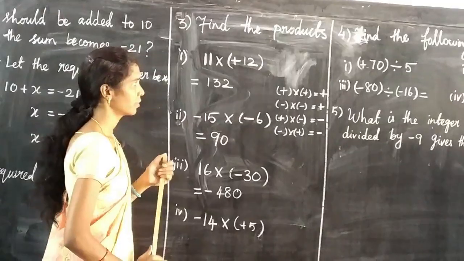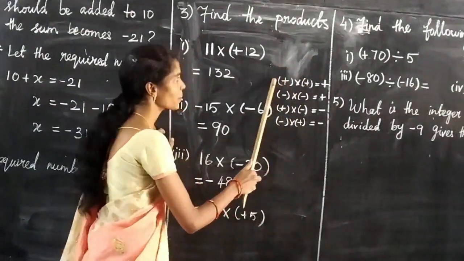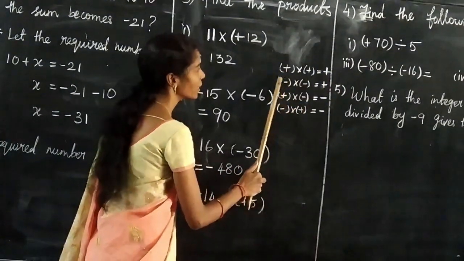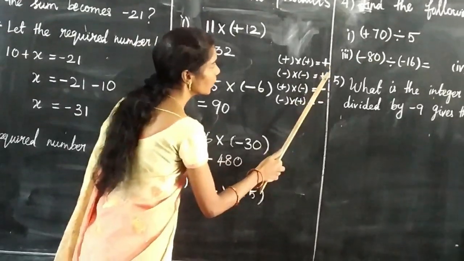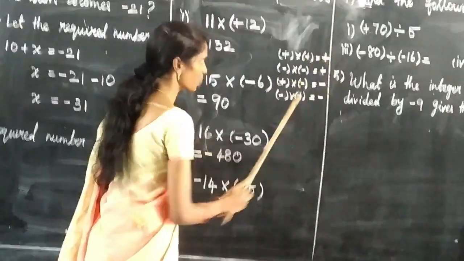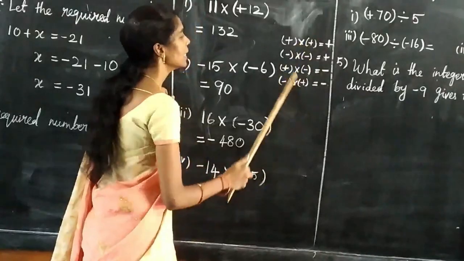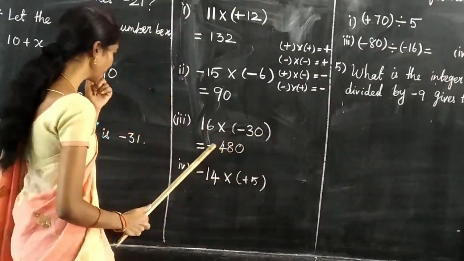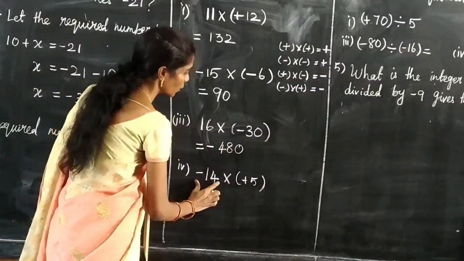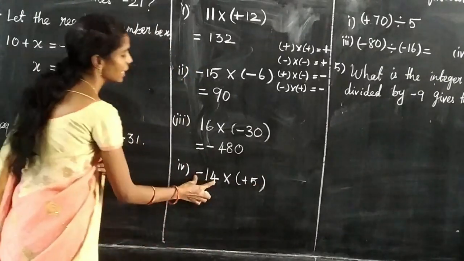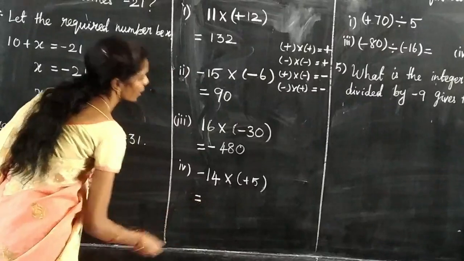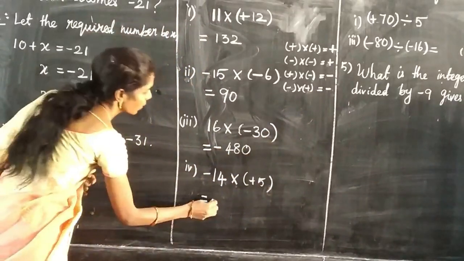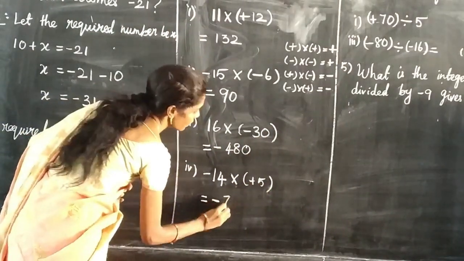We know plus into plus: if you multiply two positive integers, you will get a positive integer. If you multiply two negative integers, you will get a positive integer. So plus into plus equals plus, minus into minus equals plus, plus into minus is minus, minus into plus is minus. Then we go to the fourth one, minus 14 into plus 5. Negative integer into positive integer, so minus into plus is minus. Minus 14 fives are 70.